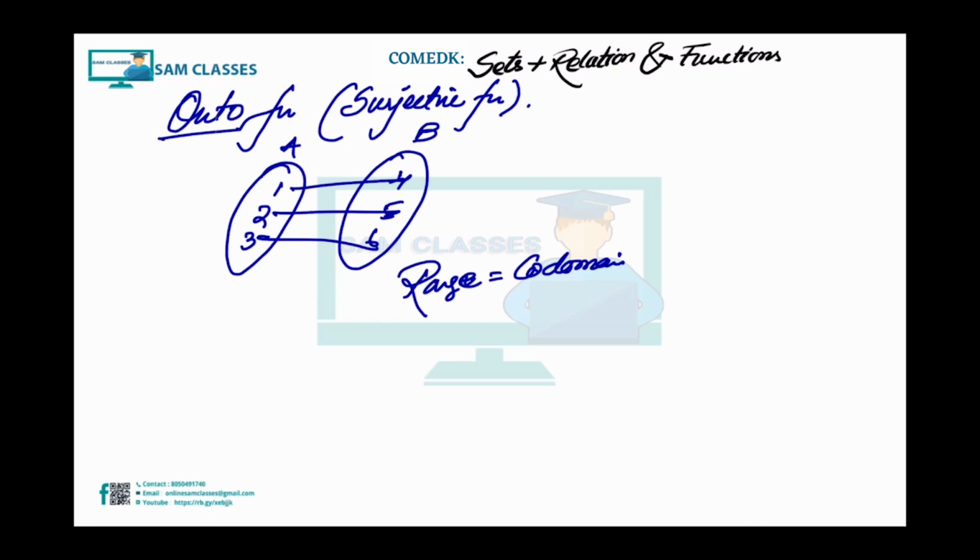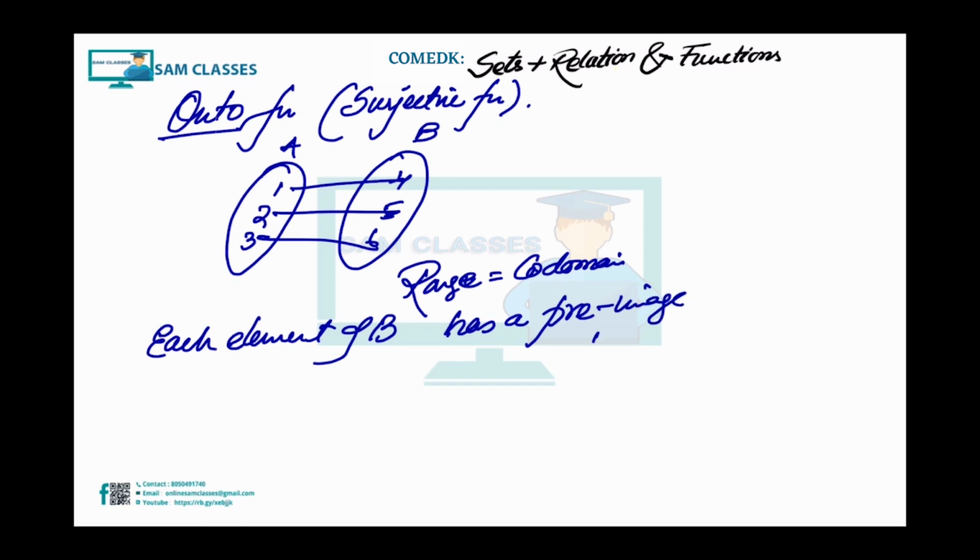So what is onto, students? Each element of B has a pre-image in A. Okay. So we know each element, say 4 has a pre-image 1, 6 has a pre-image 3, 5 has a pre-image 2. So each element of B is related to some or the other element in A. So when this happens, the range is equal to the codomain, and then we say it is an onto function or surjective function. Now, what is the number of onto functions?